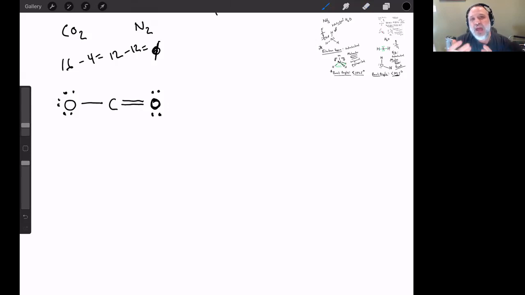Carbon now has 1 extra pair of electrons, so it went from having 4 to having 6. It doesn't quite have its octet, so I'm going to grab a couple of electrons from the other oxygen, draw a double bond on this side, and now carbon has a full octet. So I'm good to go on carbon. I'm good to go on both of the oxygens. I've used all of the electrons, so I'm done.